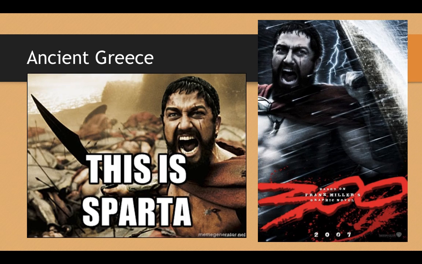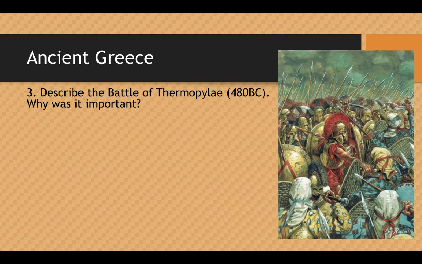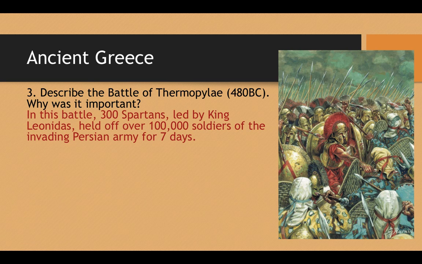Okay, if you've ever seen 300, that is where the Spartans were. Now, the movie 300, okay, that is about the Battle of Thermopylae, and the Battle of Thermopylae was also a part of the Greco-Persian Wars. This was in 480 BC, about 10 years after the Battle of Marathon. And in this battle, you had 300 Spartans led by King Leonidas, and they were able to hold off over 100,000 soldiers of the invading Persian army for 7 days.